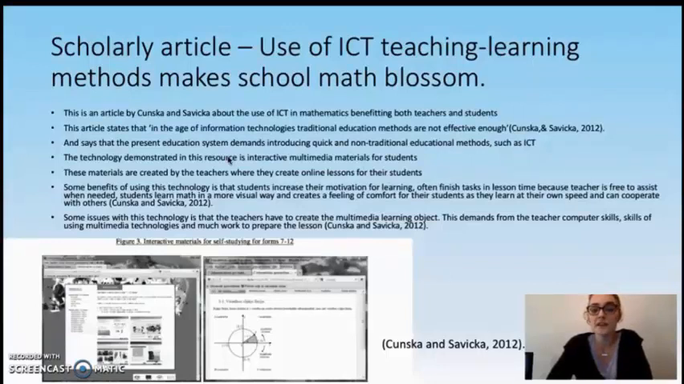Some issues with this technology, however, is that the teachers have to create the multimedia learning object. This demands from the teacher computer skills, skills of using multimedia technologies, and much work to prepare the lesson. This is just an example of some multimedia technologies teachers have made for their students.